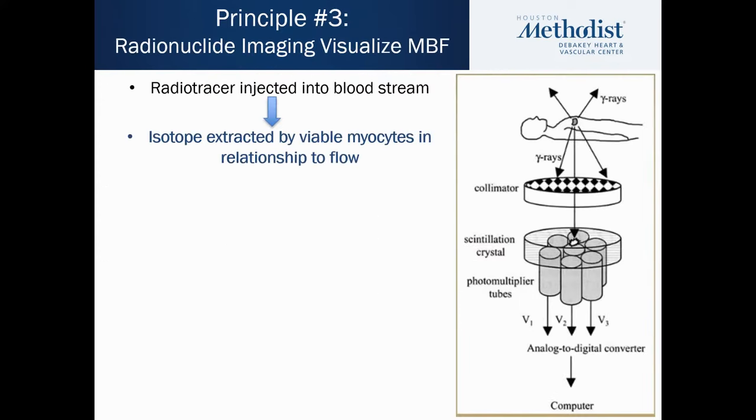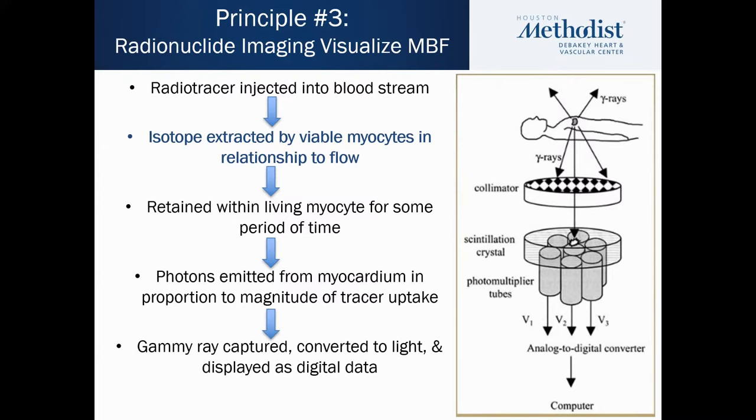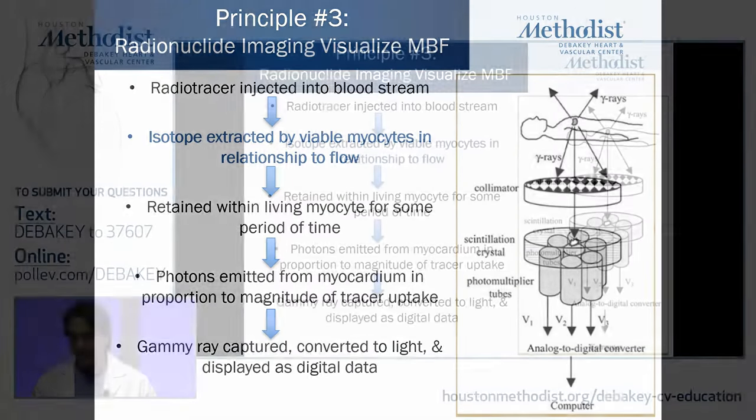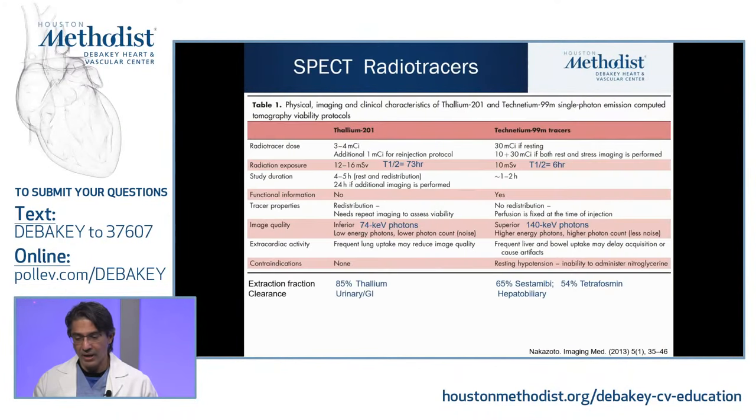So, moving on to imaging the heart with radiotracers: we give a radiotracer, it's extracted by the myocardium in relationship to blood flow. These photons are then emitted from the myocardium and captured by the electronic equipment and converted into a digital image. We have two radiotracers for SPECT. These are thallium-based agents and technetium-based agents.